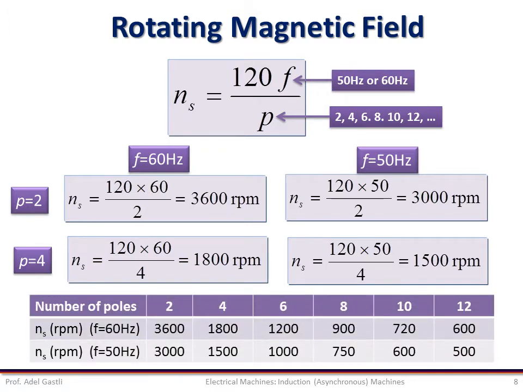This table presents all possible synchronous speeds for both 60 and 50 Hz frequencies and for several numbers of poles up to 12. Note that the number of poles should always be an even number because it is not possible to have a north pole without a south pole. So we always have dipoles.